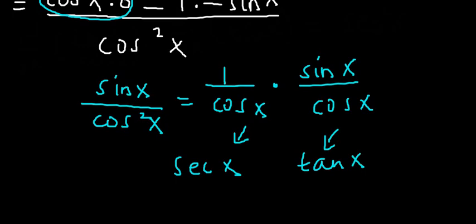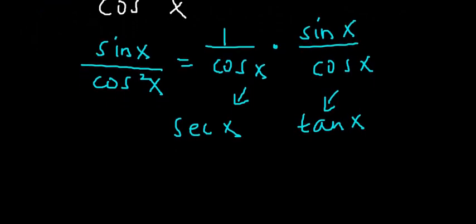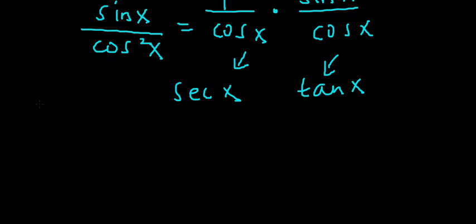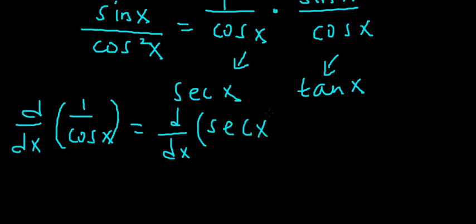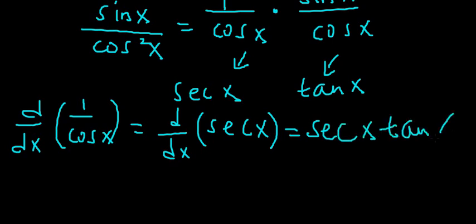So this simply means that the derivative of 1 over cos x is the same as the derivative of secant x, and is also equal to secant x times tangent of x.